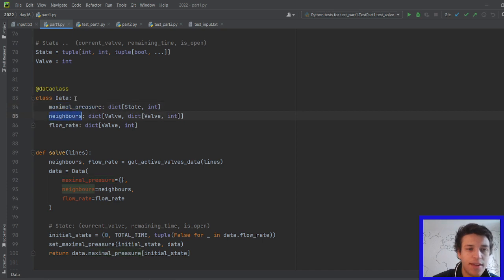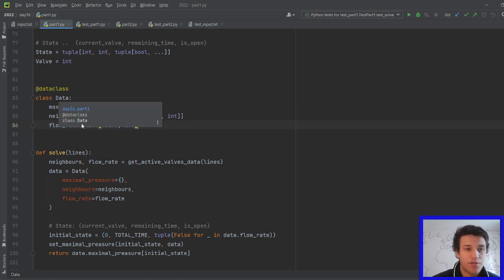And we also have the neighbors, which for each valve gives us a dictionary. For each valve, it will give us, for each other valve or each index of the other valve, the distance between those two valves. And we'll also have a dictionary where it tells us for each valve the flow rate of that valve.